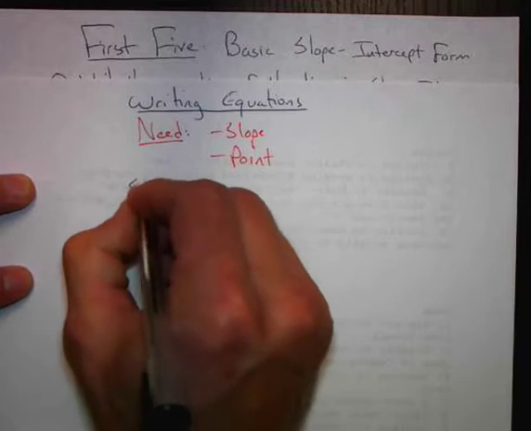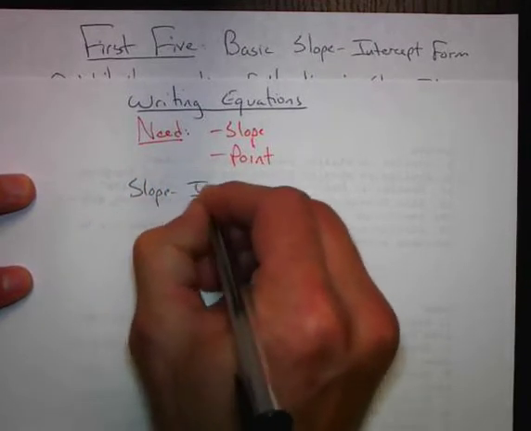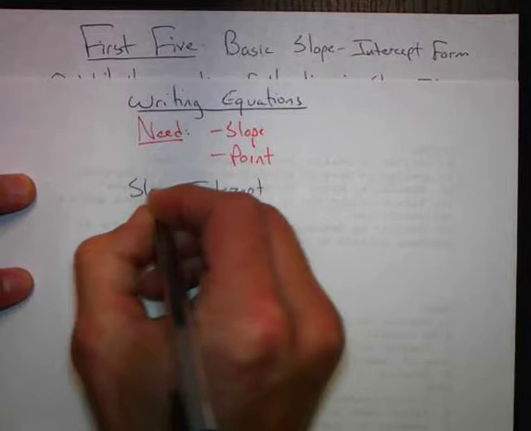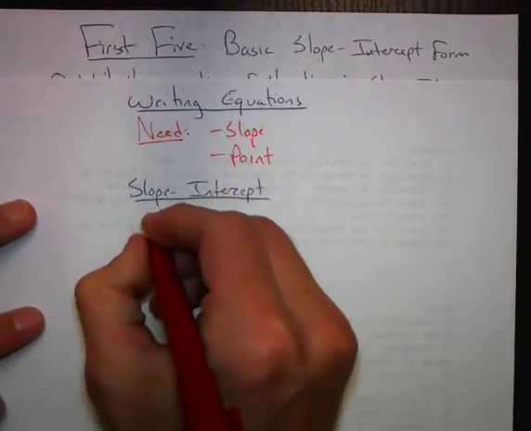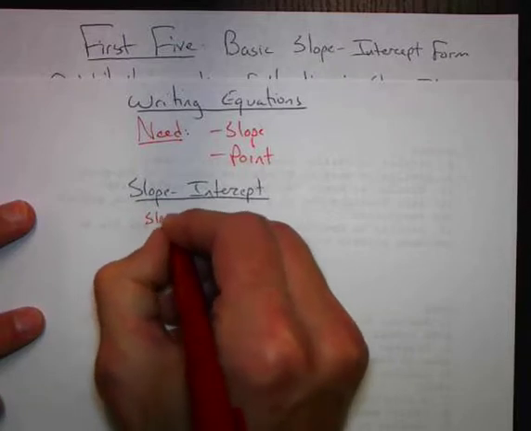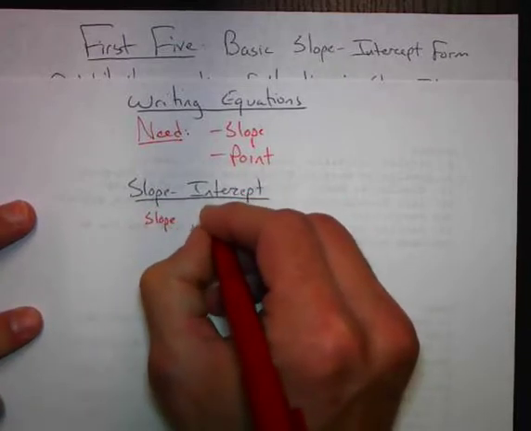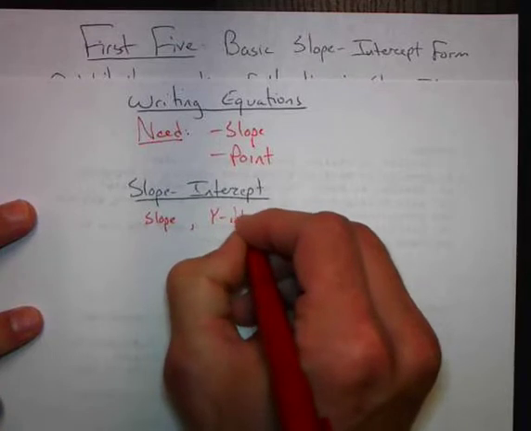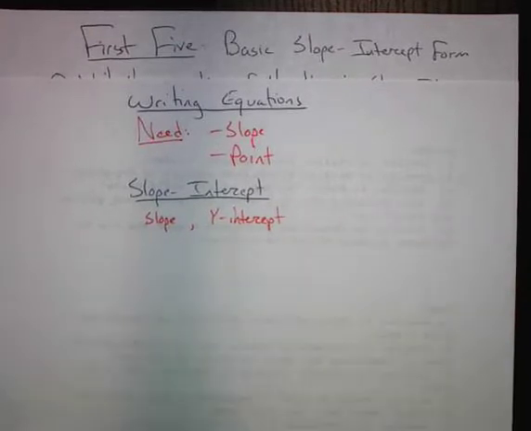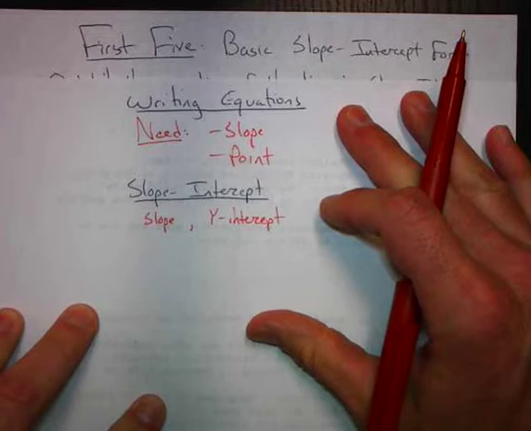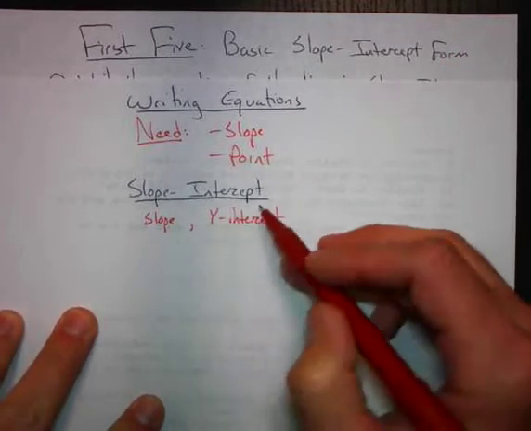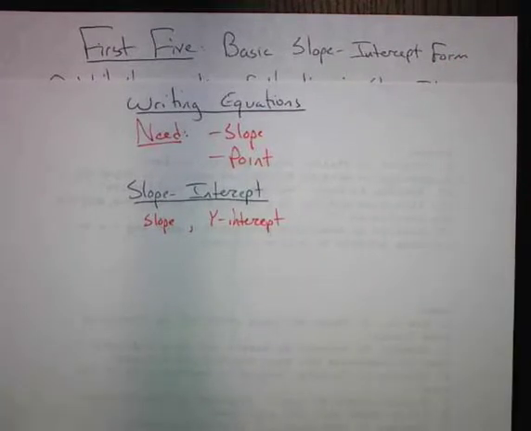For basic slope-intercept form, the two things that we need are still the slope, that's why we call it slope, and the y-intercept. That's the other piece of information that we need. So those are the two pieces of information to write in slope-intercept form. If we had a slope and a point, we could find this information. If we had the slope and the y-intercept, we don't need to find anything. We're pretty much done. It's just a matter of understanding how the equation looks.